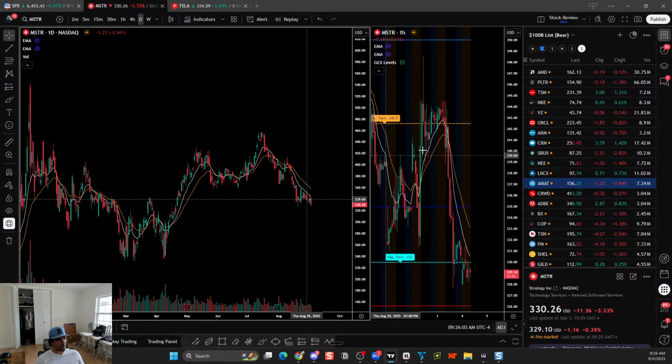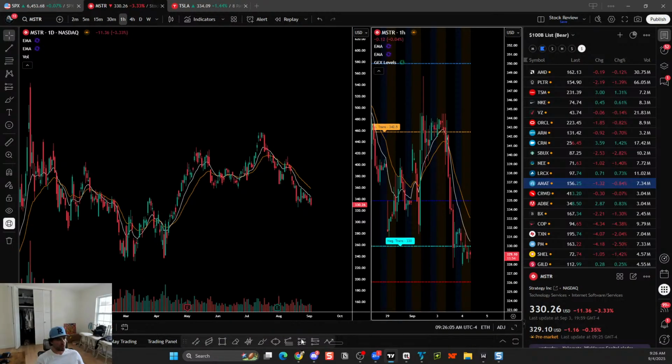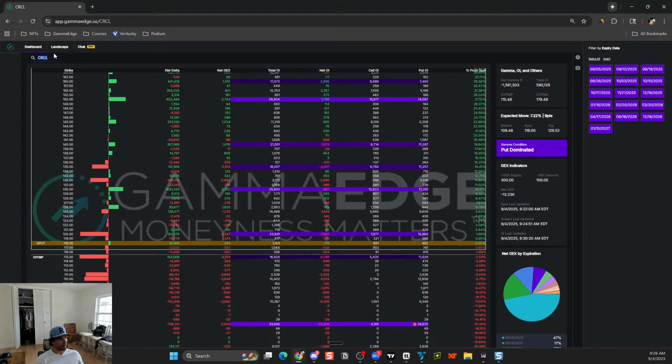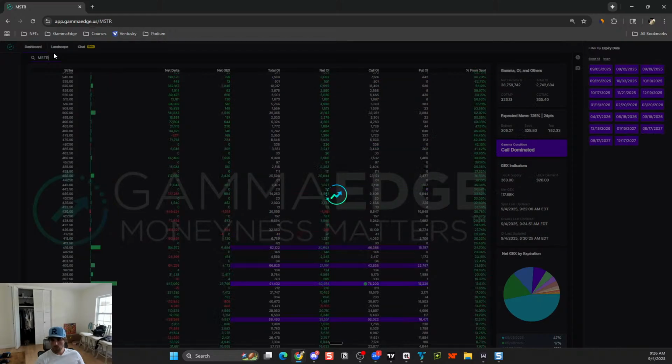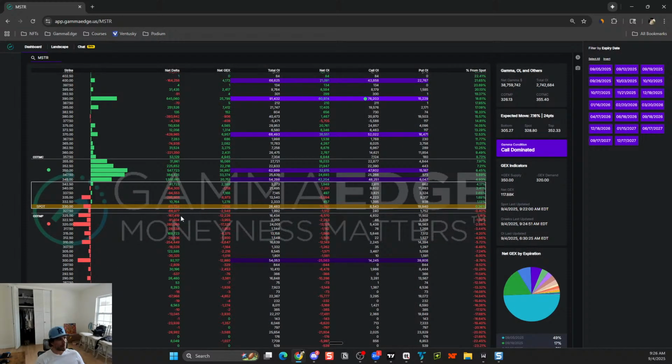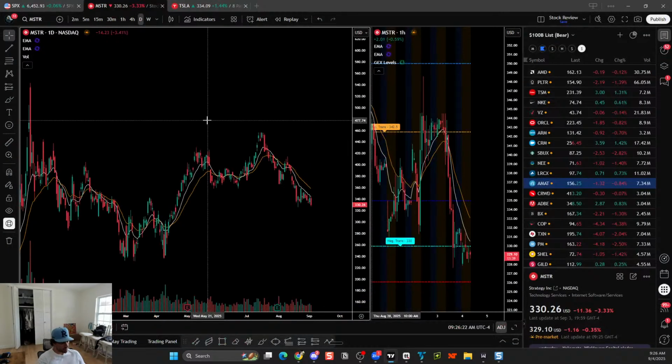MSTR. Another name that looks like garbage. Go look at that in the web app. Yeah, I mean that's not great. In the middle of transition, looks like it's going to break through transition, so don't love it.